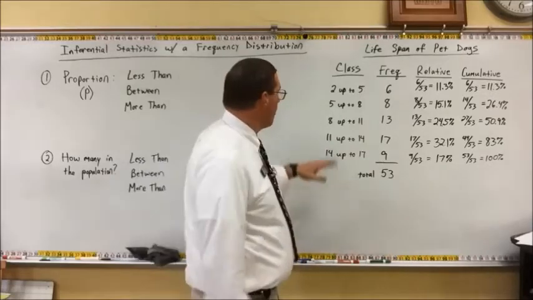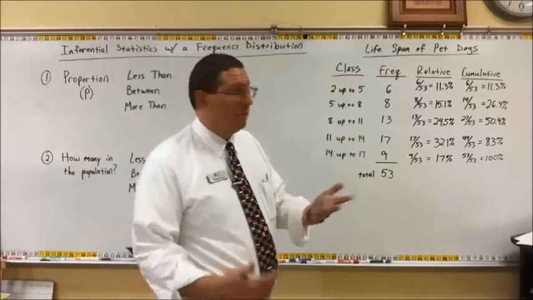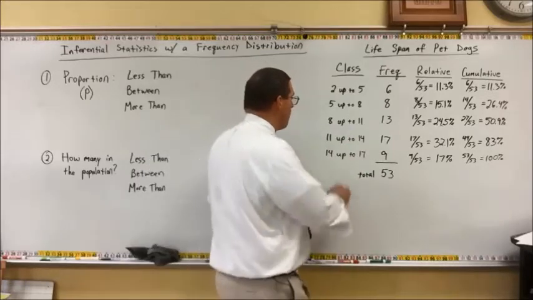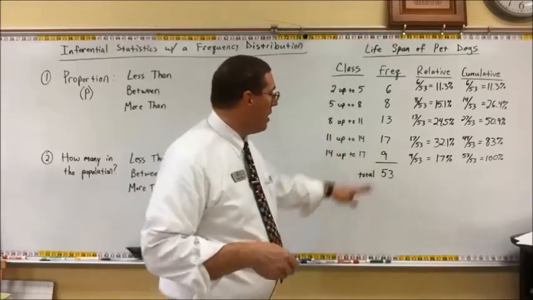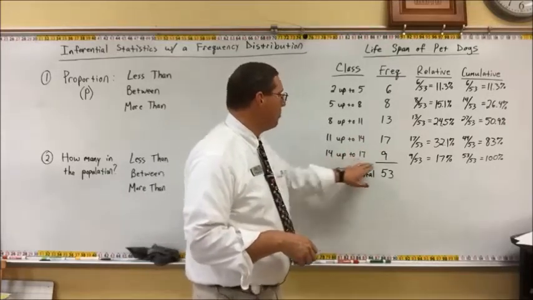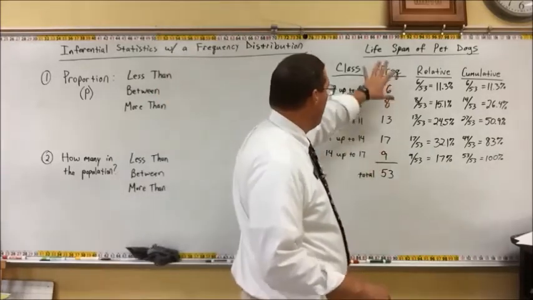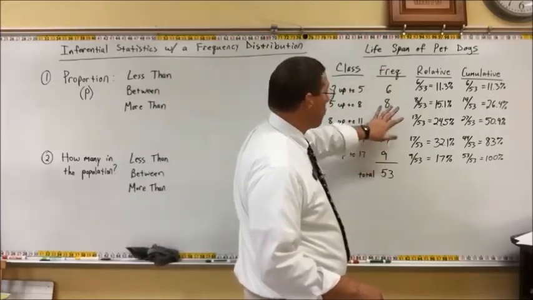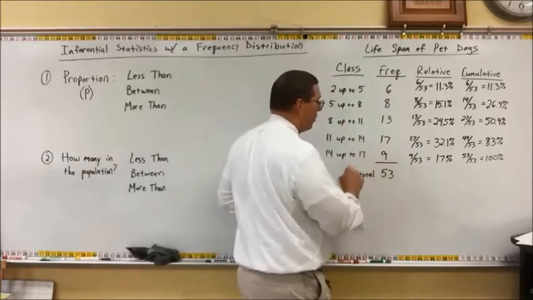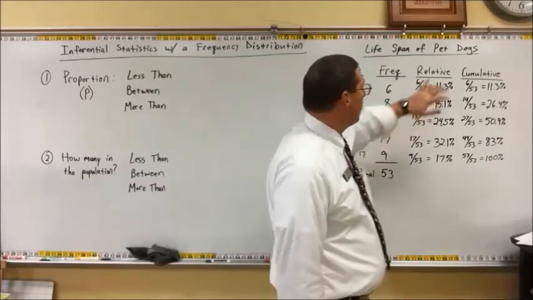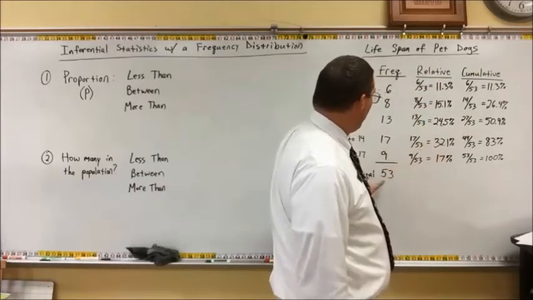5 and 8 years. And then 8 up to 11, 13 people had a pet dog that lived between 8 and 11 years. 17 people had a dog that lived between 11 and 14 years, and then 9 people had a pet dog that lived between 14 and 17 years. So that is the frequency of the responses, of the observations, okay, that came in, for a total of 53 responses. So in my relative frequency column, it's a total of 53.